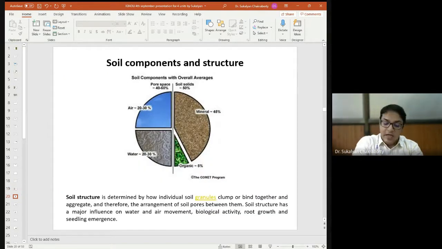Now, soil components. As we have seen, the land is composed of many components and soil is a component of that. Again, we see what the components of soil itself are. The soil components are minerals, around 45%, organic matter, 5%, and water, 20 to 30%, that is the soil moisture, which is present in the pore spaces between the soil particles, and air also, which is present between the soil particles. As the moisture increases, the air decreases, because pore spaces are filled up with water. So these are the things which make up the bulk of soil.